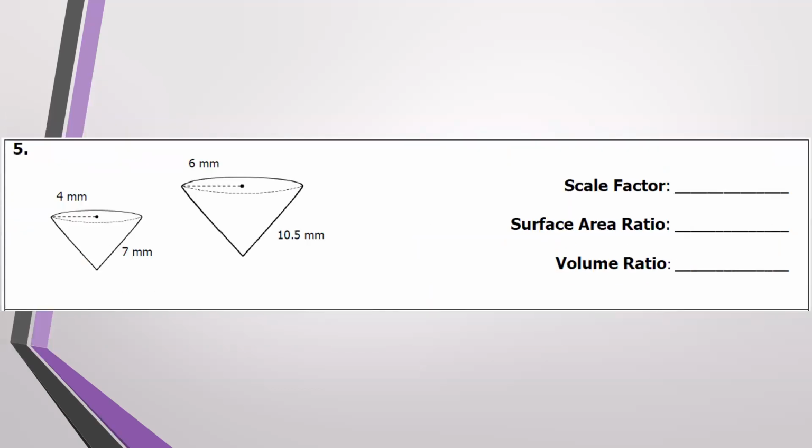Knowing that, and knowing that these two cones are similar, come up with the scale factor, the surface area ratio, and your volume ratio. And if you need to go back and look at the previous example, you're welcome to do that. Go ahead and try this one now.